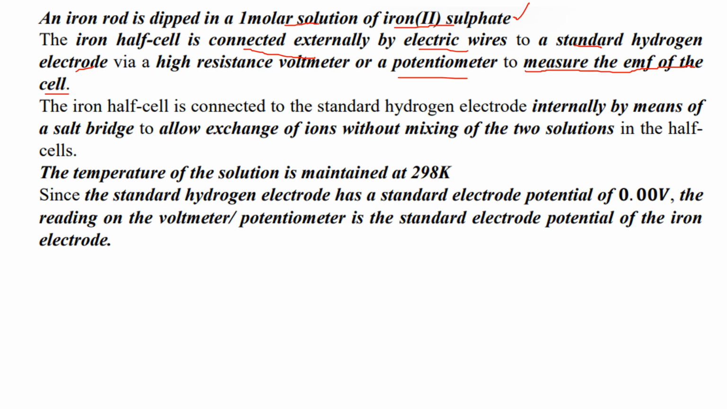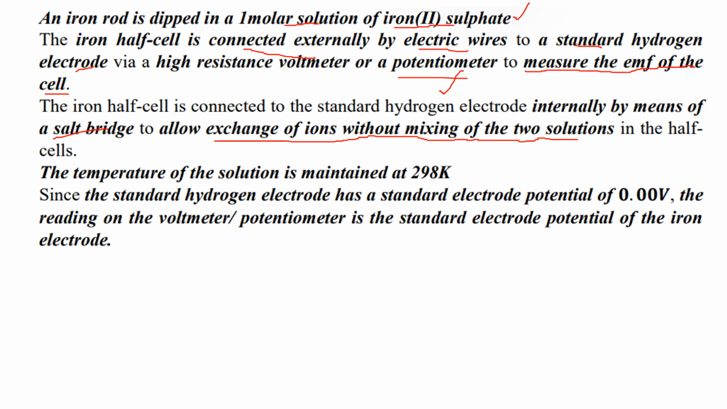With that, we say that also the iron half cell is going to be connected internally to the standard hydrogen electrode using the salt bridge. So the salt bridge connects the two cells internally, but the potentiometer and electric wires connect the two cells externally. The potentiometer measures the EMF of the iron cell, but the salt bridge allows exchange of ions without actual mixing of the two solutions for actual measurements of the EMF of the other cell.